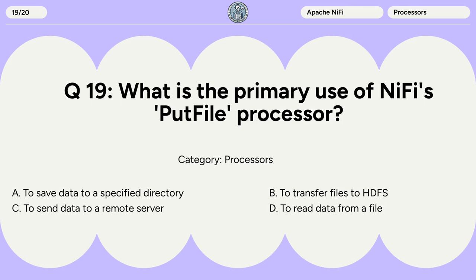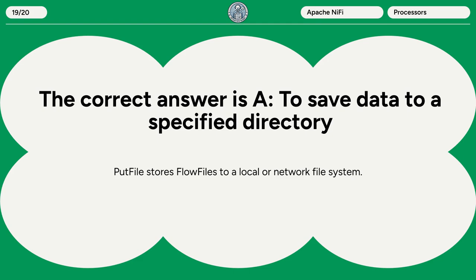Question 19. What is the primary use of NiFi's put file processor? A. To save data to a specified directory. B. To transfer files to HDFS. C. To send data to a remote server. D. To read data from a file. The correct answer is A. To save data to a specified directory. Put file stores flow files to a local or network file system.